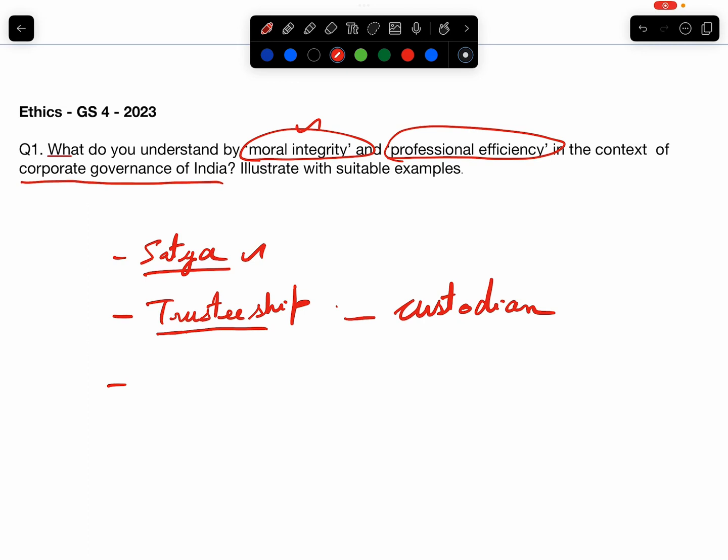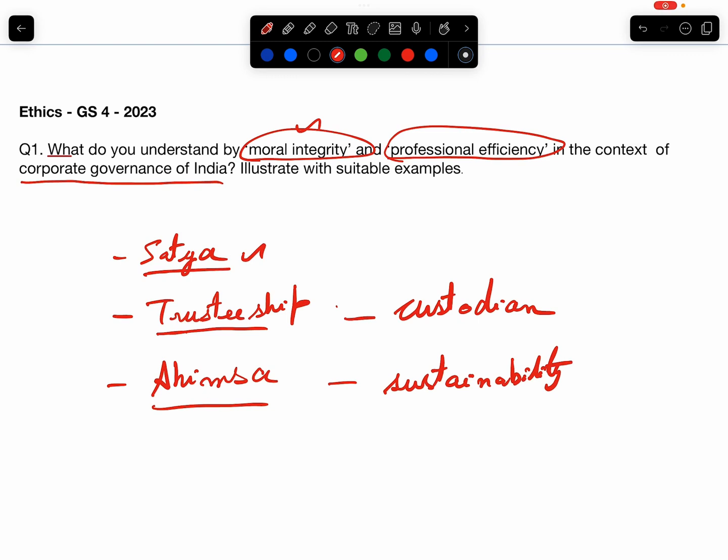Next, you can also use ahimsa. How is this relevant to corporate governance? If there is a business that is very unscrupulously exploiting natural resources, in a sense, it's a kind of violence on the environment, right? So, in the interest of sustainability, you can speak of ahimsa in business practices.